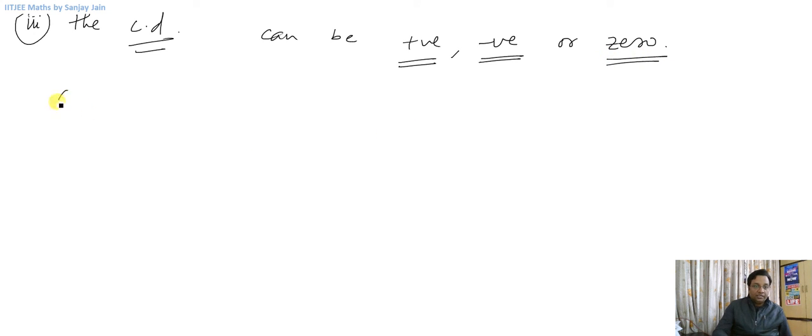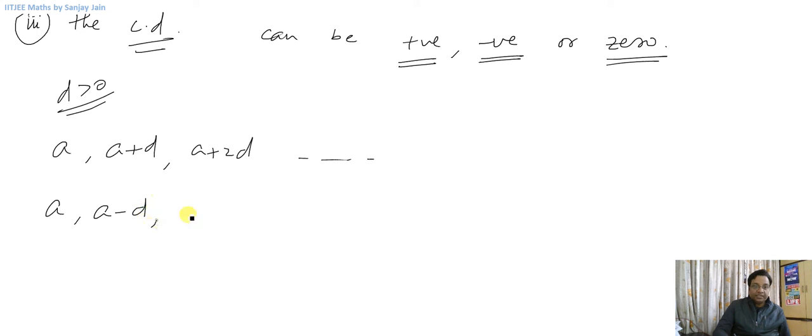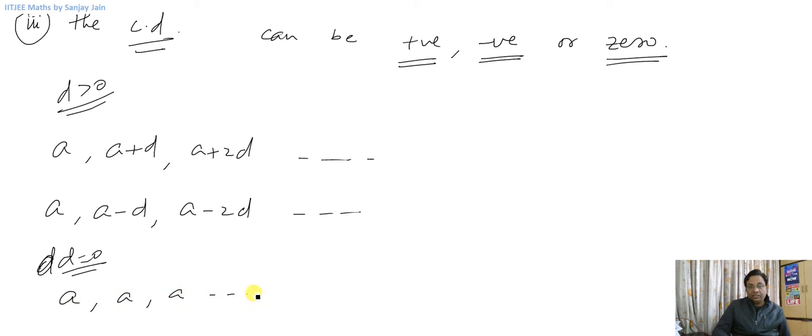So let d be a positive number. So if I write a, a plus d, a plus 2d, right? This is an increasing AP. Now if I write a, a minus d, a minus 2d, this is a decreasing AP. And if I take d as 0, then I will write a, a, a, all these terms will be a, and the common difference obviously is 0. So common difference can be positive, negative, or 0. In case of positive common difference, the AP will be an increasing AP.